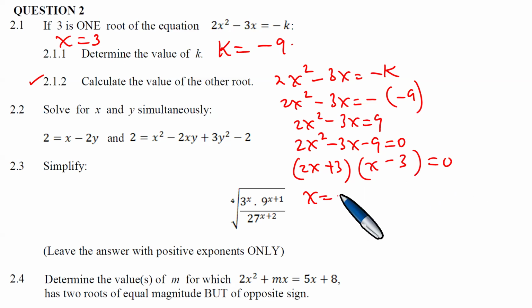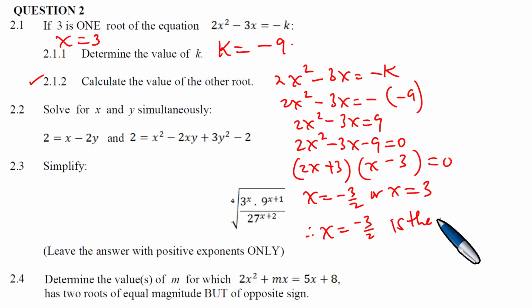And therefore, this means that x is minus 3 over 2, or x equals what? X equals 3. Those are the factors. So we conclude that x equals minus 3 over 2 is the other root. Right, because the question said calculate the value of the other root, so the other root is x equals minus 3 over 2.